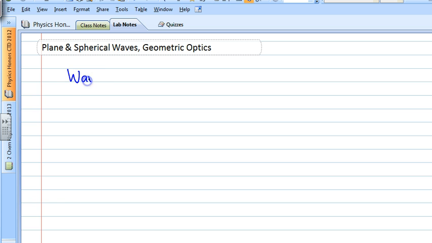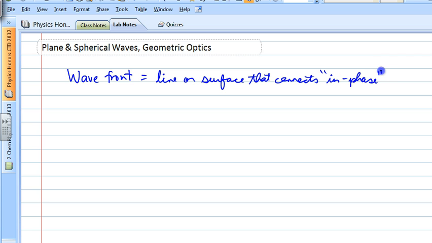One very important term is called a wave front, and this is basically a line or a surface that connects in phase parts of a wave. So let me show you what I mean by that.